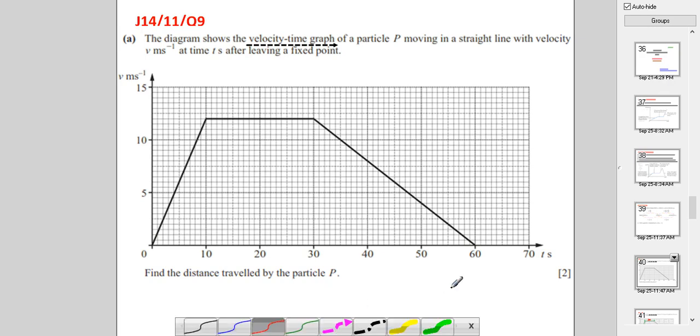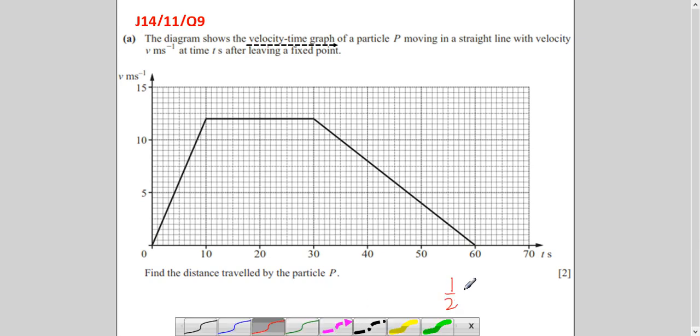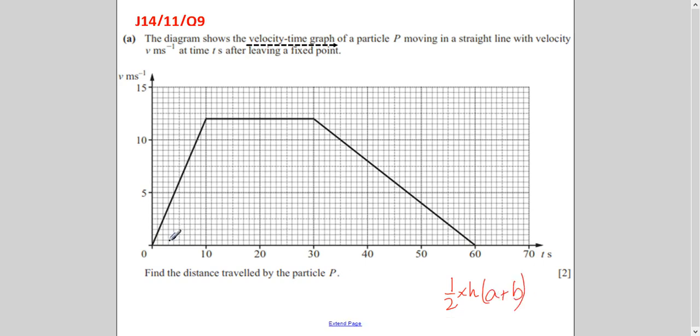I hope all of you remember it. It is half into height into the sum of parallel sides, right? Now, the important thing here is you should be able to read the value of each box. If I see here, there are 10 boxes and it is written 10 units. It means each one is representing 1 unit.